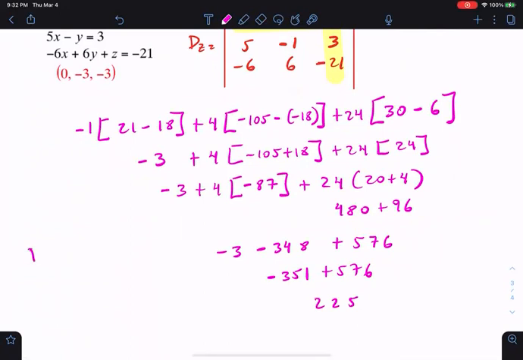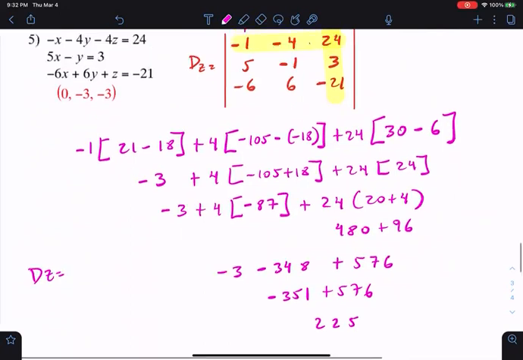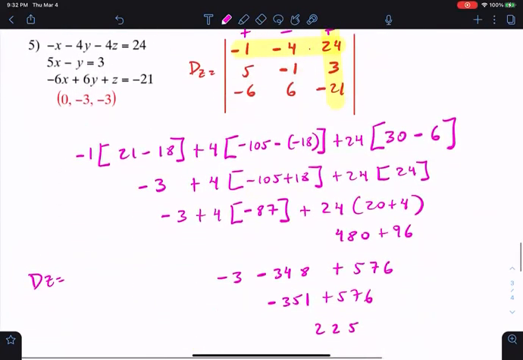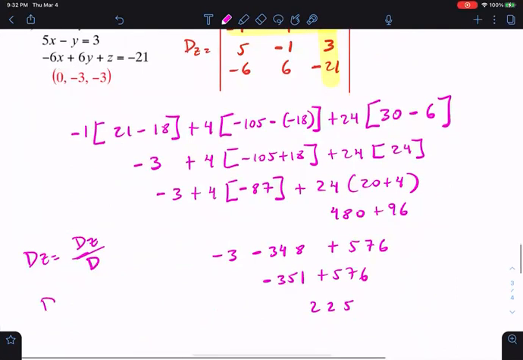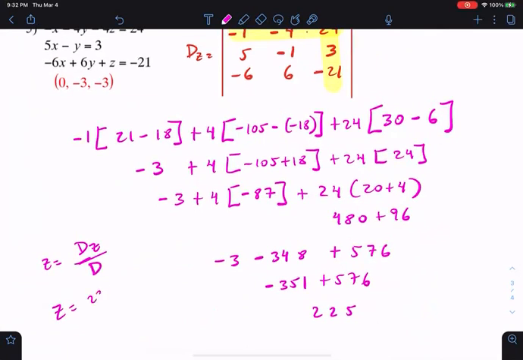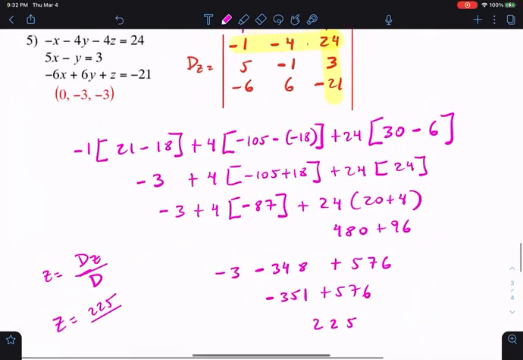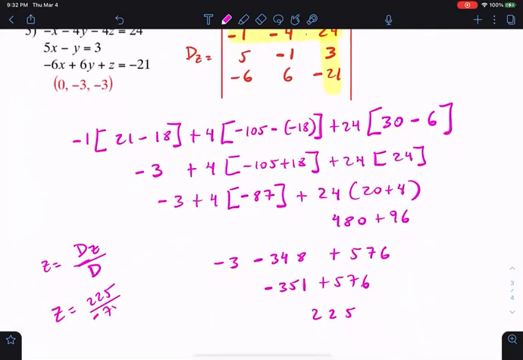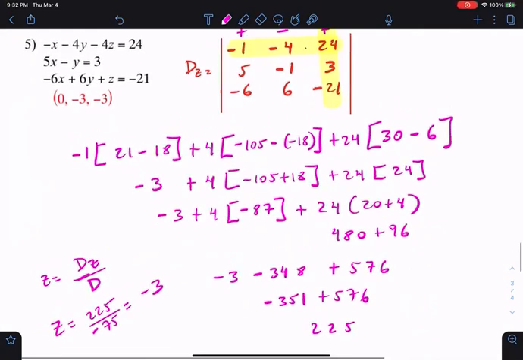So DC equals, what was the determinant? The -75. So remember, this is D over DC. So DC, I'm sorry, this is C. This is C. So C equals DC, which is 225 over -75. We said that. So this is -3. So I have everything, right? I have my solutions as I stated before.